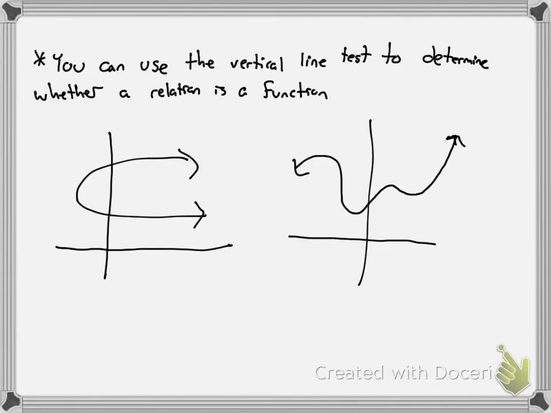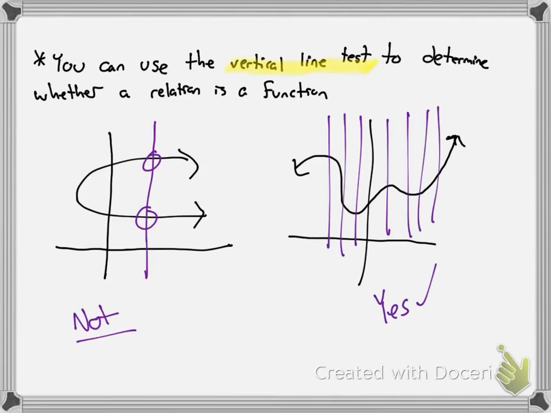Okay? So here I have two pictures on the left and right of two relations. On the left, that would not be a function because if I drew a vertical line, that relation passes through more than once. On the other hand, on this graph to the right, even though this line seems kind of squiggly and going all over the place, I can draw as many vertical lines as I want, and it's only going to pass through one time. So that would be a function. So you might be wondering how exactly that works, so we'll get into a little bit more detail of why that's the case.